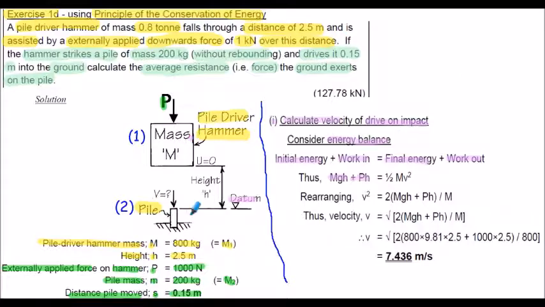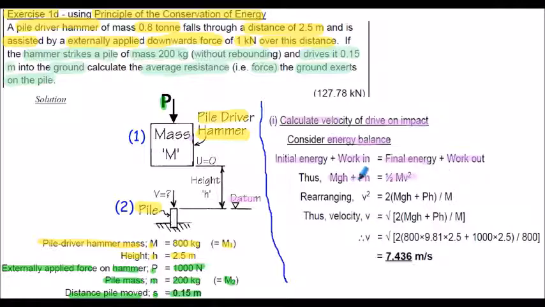In position 2, when the hammer is just about to strike the pile, there will be no potential energy because the hammer will actually be on the datum. There's no work out of the system here because there's no frictional forces mentioned in the question. So there'll just be kinetic energy on impact, a half mv squared.